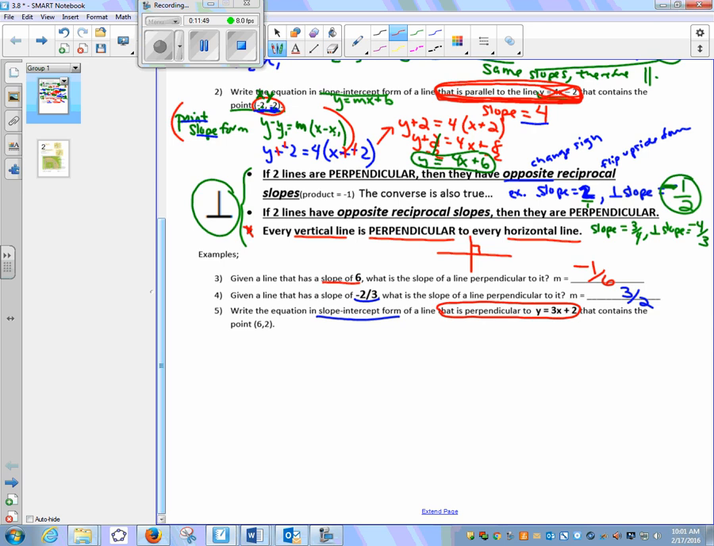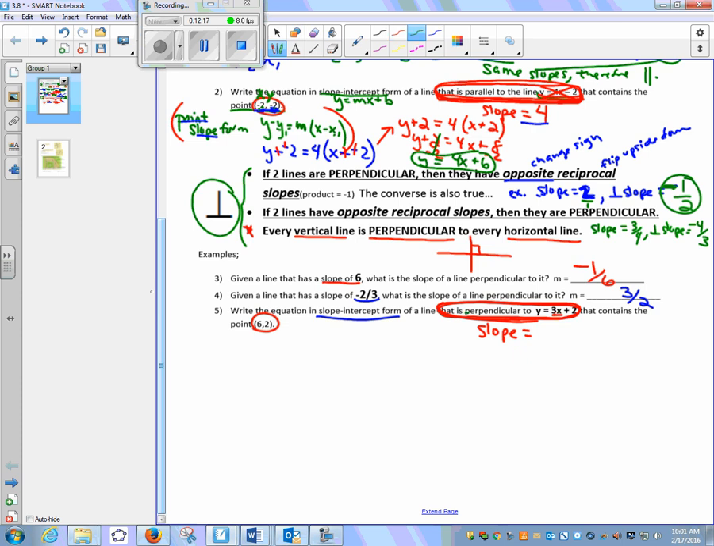Okay, write the equation in slope-intercept form of a line that is perpendicular to that equation and contains this point. Again, just like I said up with the parallel lines, this phrase is only used for one reason. You don't need the whole equation. You just need to look at the equation and decide what the slope is. Well, the slope of this equation is 3.